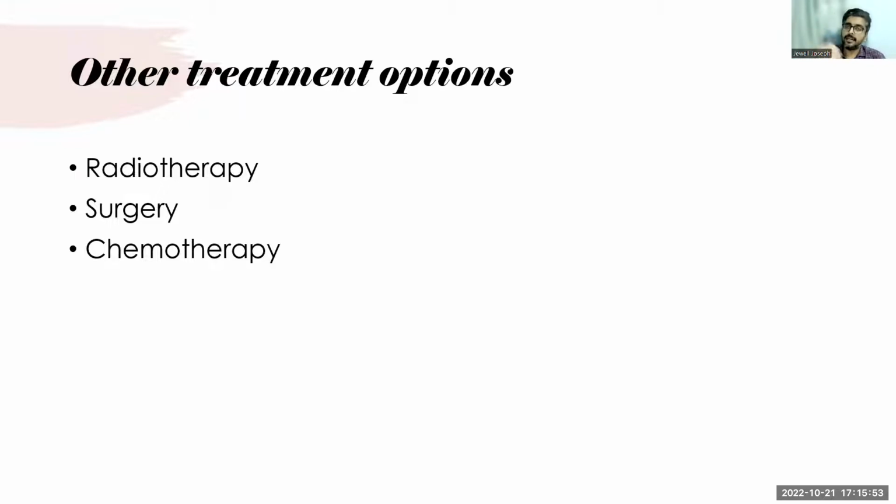There are multiple fractionation schemes of radiotherapy, which are actually out of scope of this discussion. But it can either be given as a fractionated radiotherapy, that means that the total dose can be divided into multiple fractions, or in certain conditions, we can give a single fraction of radiotherapy as well. Surgery for fixation and chemotherapy for disease control, as I mentioned earlier.